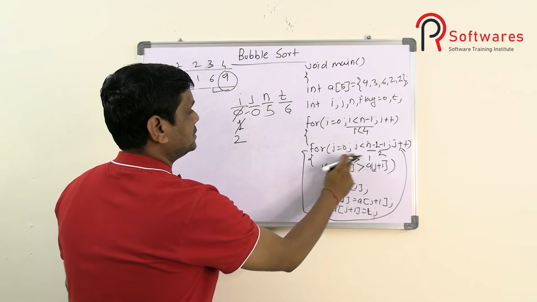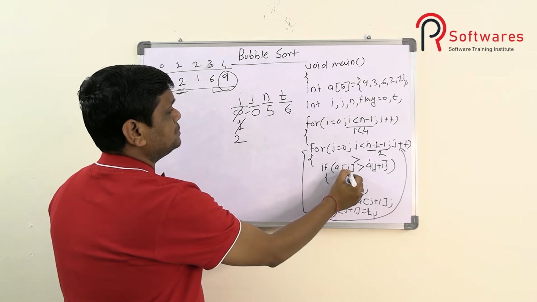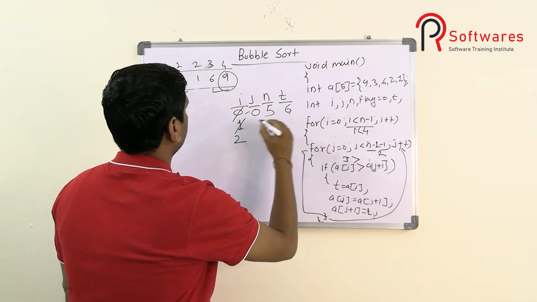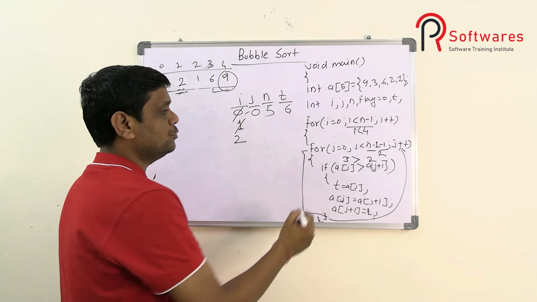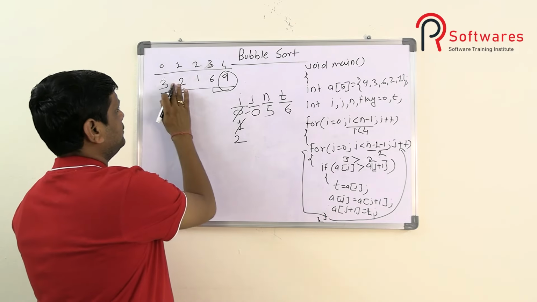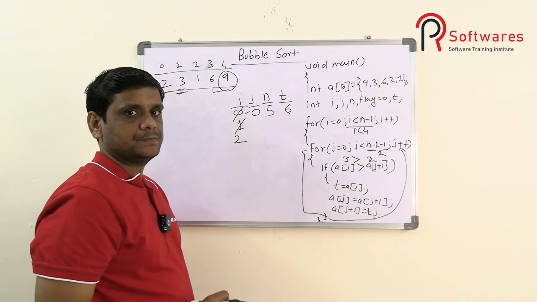Now again it will start. A of j, what is the A of j value? A of 0 value is 3, greater than A of j plus 1, that is 2. 3 greater than 2, true. True means it will come inside. Now, already you are aware, so no need to explain, just swap the value. So this will come 2, this will come 3, guys.